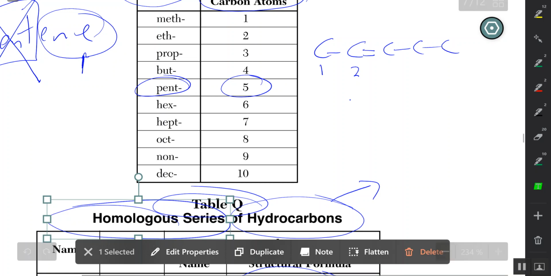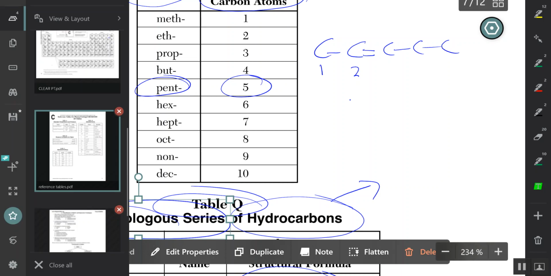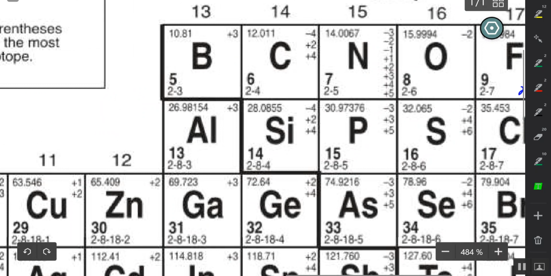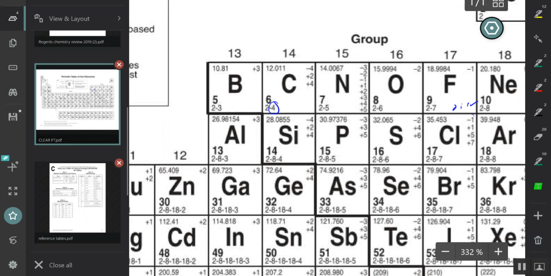And now we know that carbons have 4 valence electrons according to the periodic table. We can go back here and check. Carbon has 4 valence electrons, which means that carbon will bond 4 times.